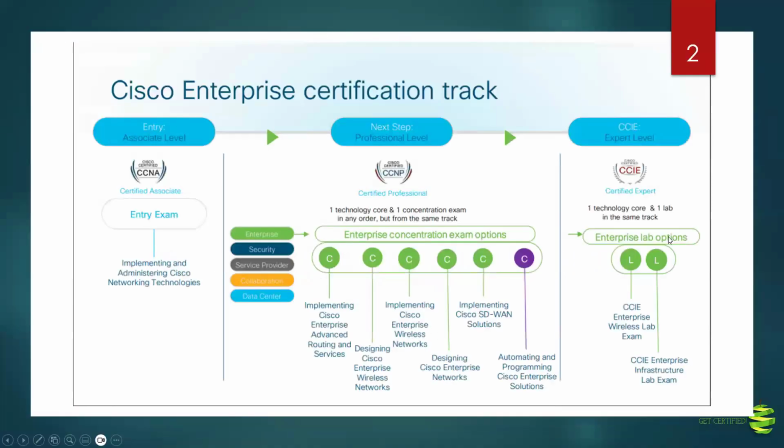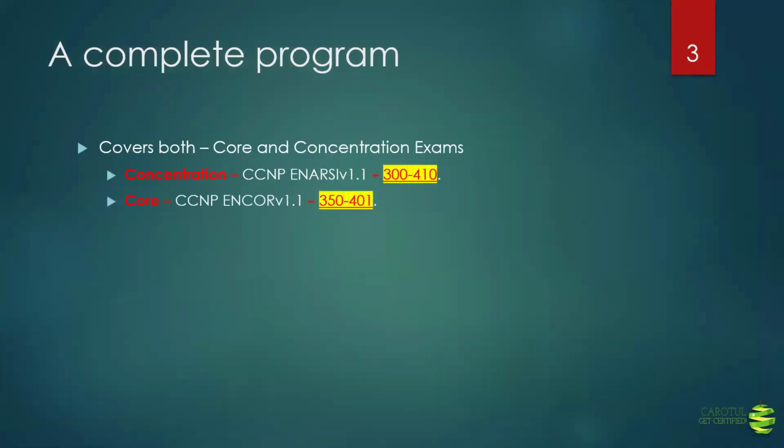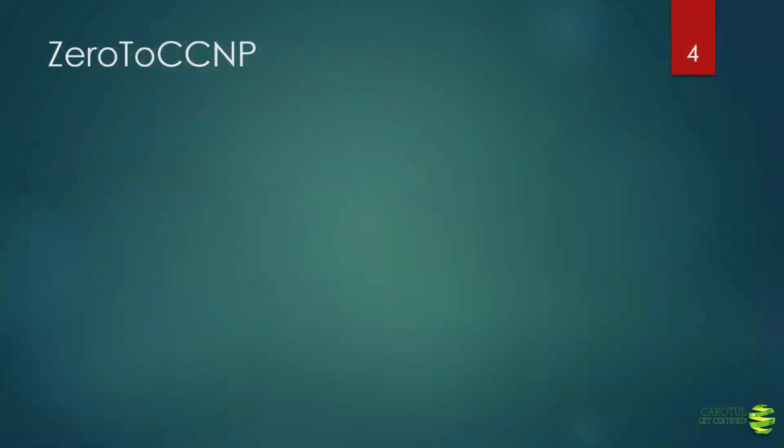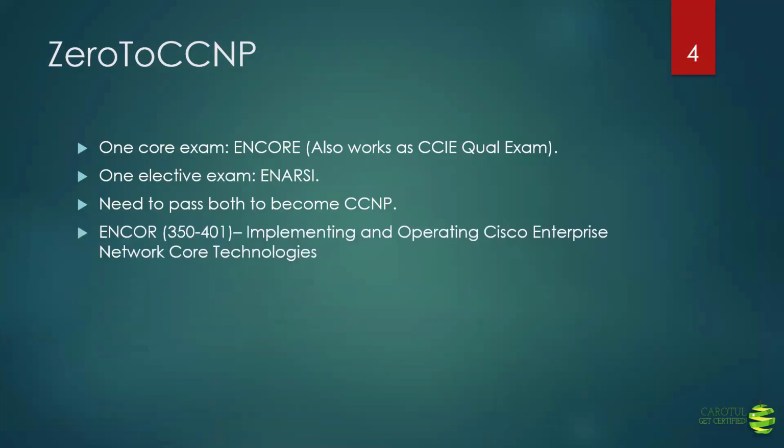So we'll get started with that from next week. Coming back to the certification track, the ENCOR. In this Zero to CCNP program, as I mentioned, there's one core exam and one concentration exam, and we need to pass both to become CCNP. The ENCOR exam, Implementing and Operating Cisco Enterprise Network Core Technologies, is 350-401. That's the one covered in this course, and that's the syllabus we saw.